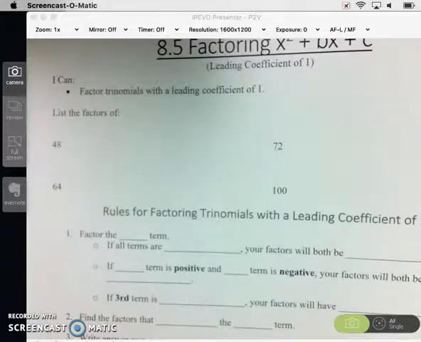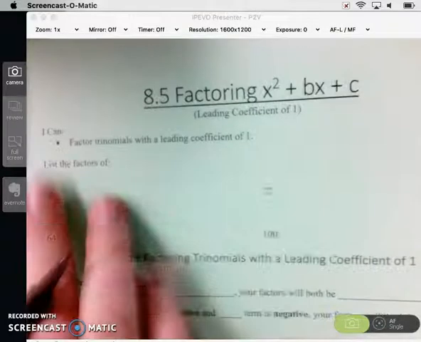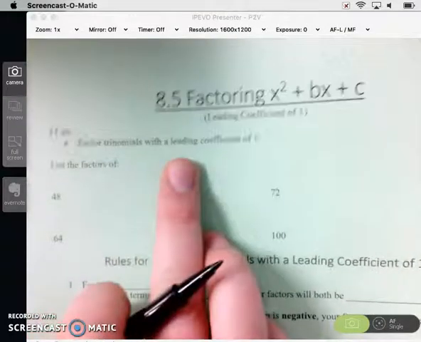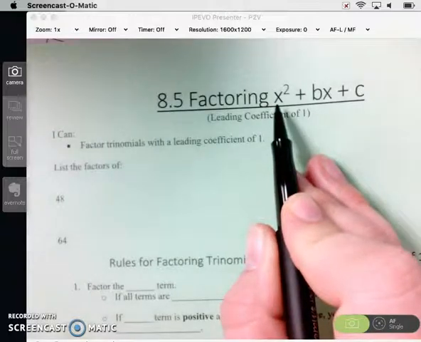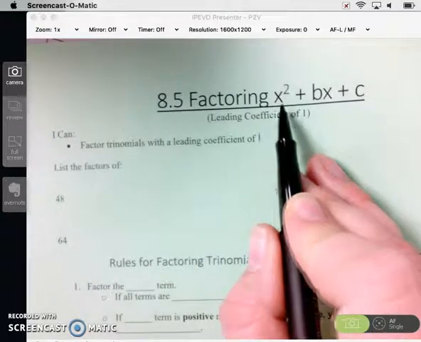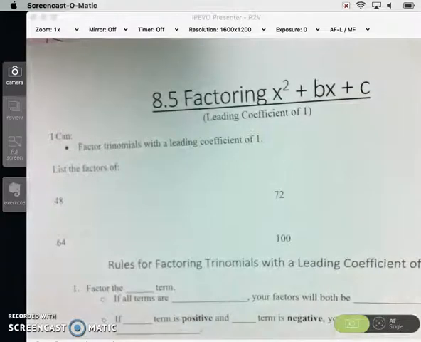So let's just go to the beginning. First, I can factor trinomials with the leading coefficient of 1. That means that I don't have a coefficient other than 1 on my x squared. Those are going to be your easiest ones to factor.